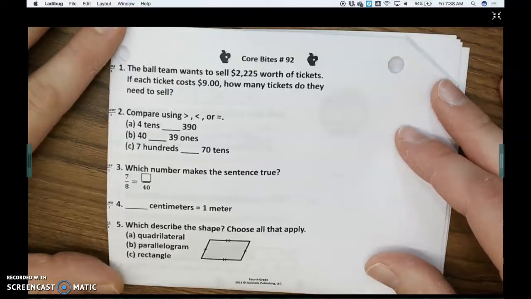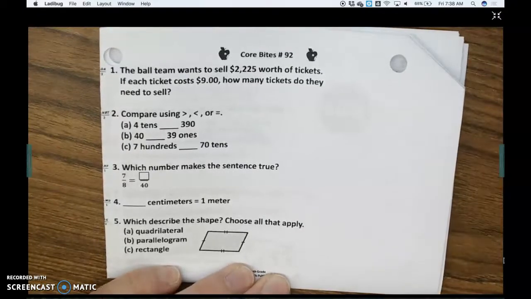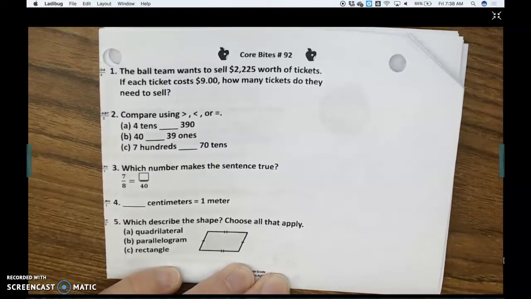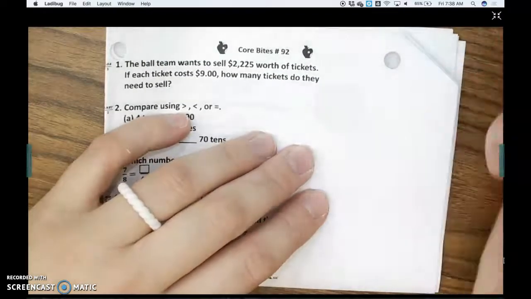So for the first one it says, the ball team wants to sell $2,225 worth of tickets. If each ticket costs $9, how many tickets do they need to sell? So you've got to set it up and do a division problem. You're dividing your total, 2,225, by $9, putting it into groups.